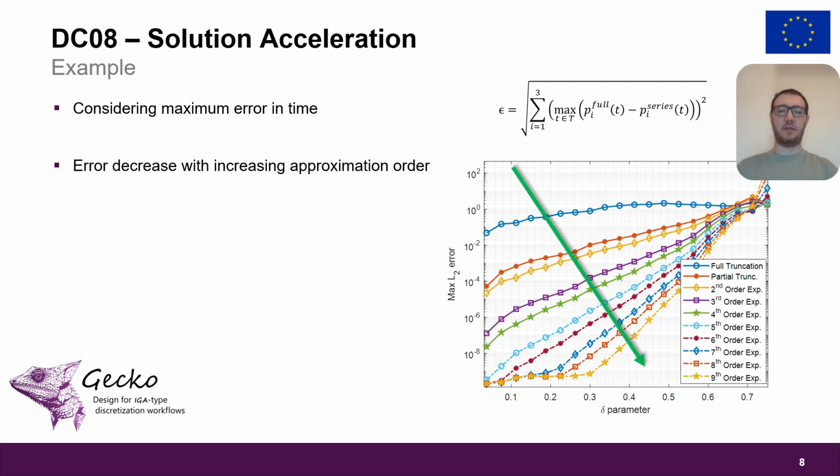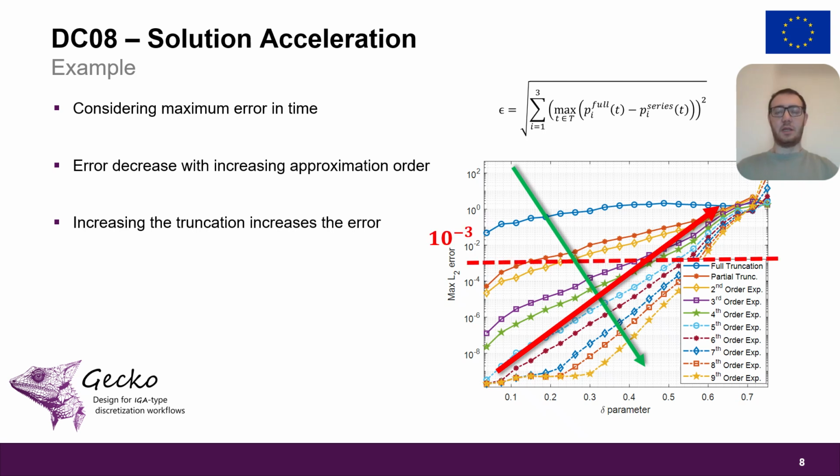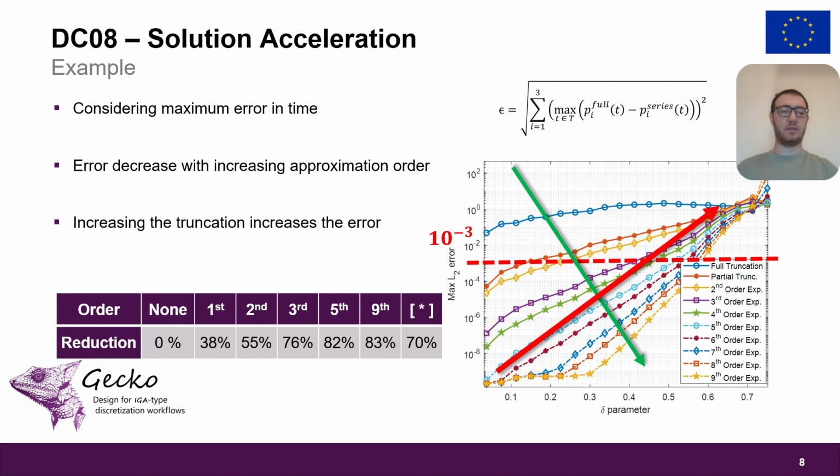And we can see as we increase our approximation order, we can reduce our error up to some numerical limit. And we can see increasing the truncation also increases the error since we are losing more information. To compare our actual reduction, we can take a 0.1% predefined error and see the reduction obtained by each order that can achieve this 0.1% error. And this is the graph.